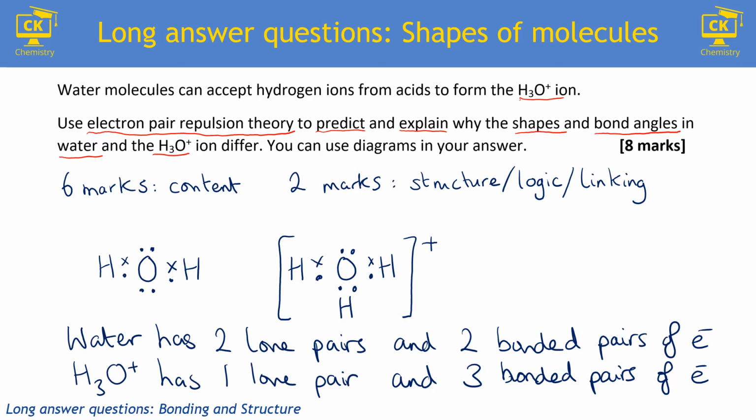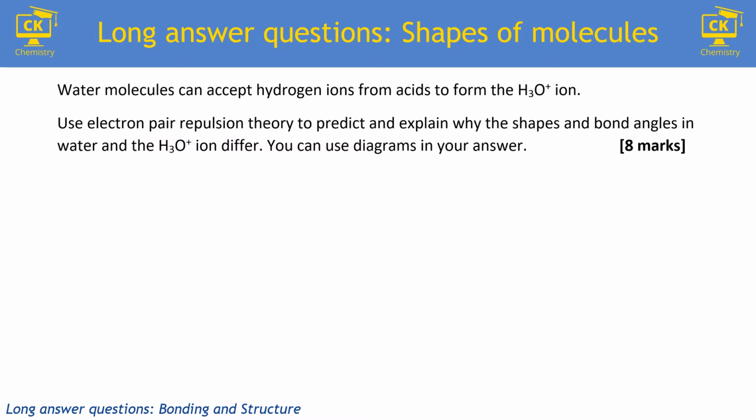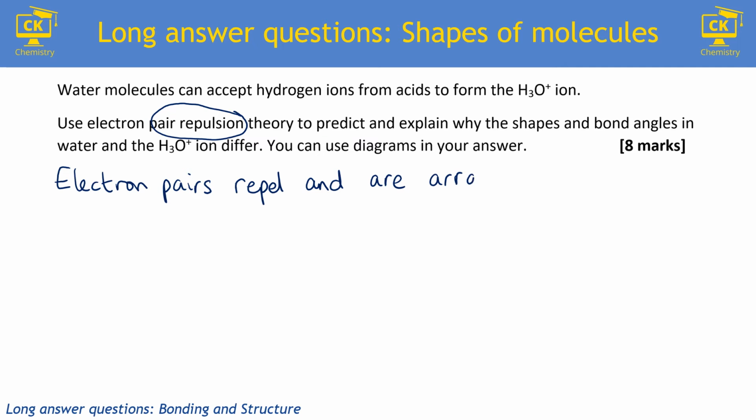So that is obviously going to be a key reason for the difference in the bond angles and also the difference in the shapes. But we also should talk about what's similar about them. They both have 4 areas of electrons. So what we don't want to miss is saying what it is that electrons do. We don't want to miss talking about electron pair repulsion. So at some point we would like to say that electron pairs repel, and therefore they are arranged as far apart as possible.